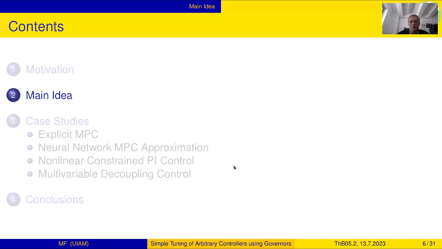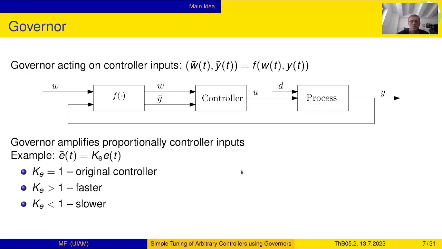So what is the main idea of this approach? It's quite simple. We will use the so-called governor. It's an additional term in the closed loop system which we place in front of the controller, so at the controller input, and the governor will send modified reference and modified output to the controller. For example, with a tracking error, we have this gain k that scales the tracking error and sends to the controller the modified tracking error.